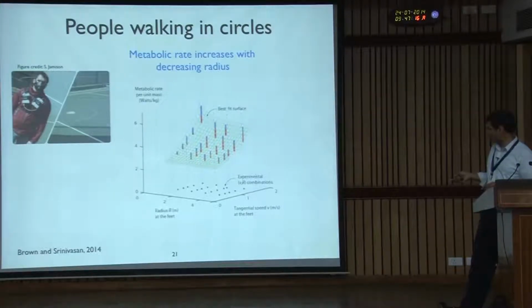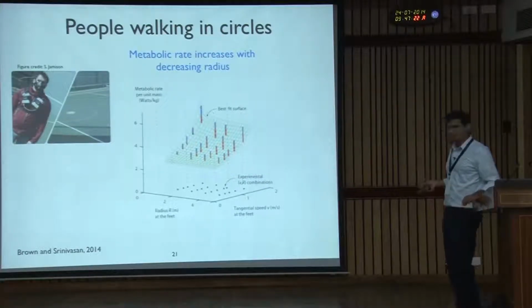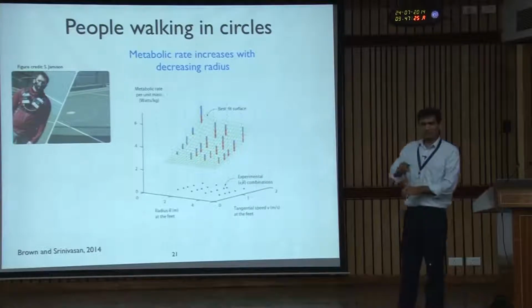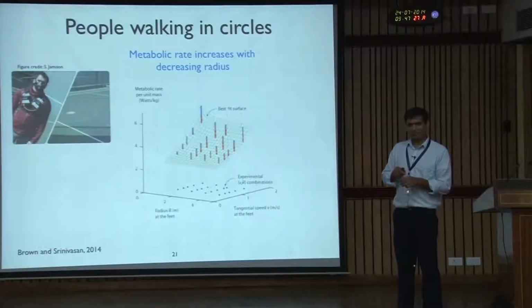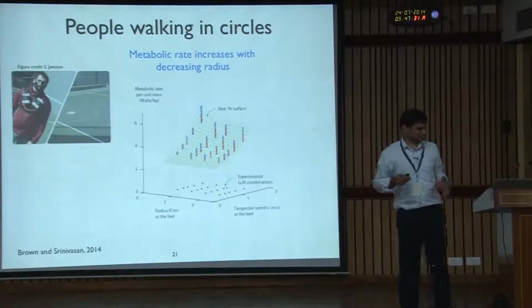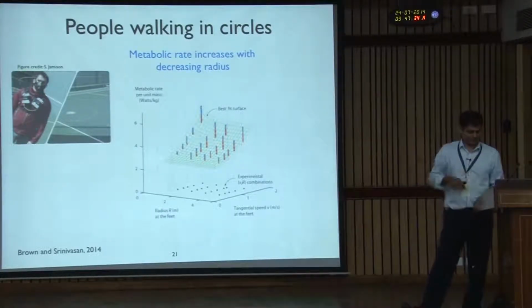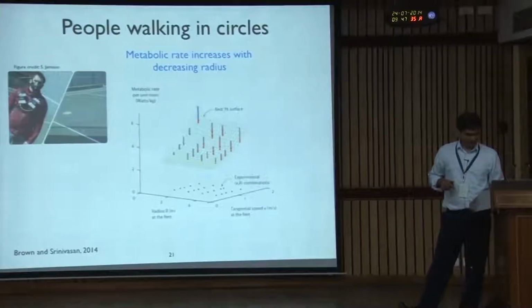And this is the curve that we get. This is radius, this is tangential speed, this is the energy cost per unit time. And perhaps not surprisingly, for a given tangential speed, as you decrease the radius, the cost increases. Right? If you're going in a straight line, your cost is low. If you're going in a circle at the same tangential speed, your cost is high.